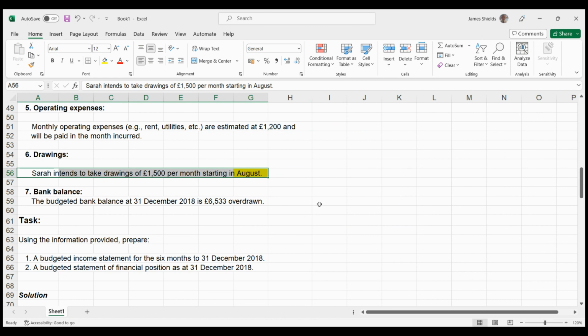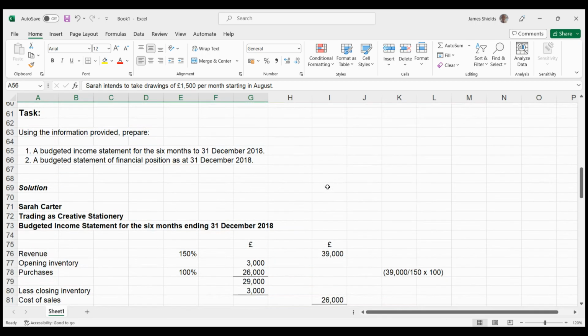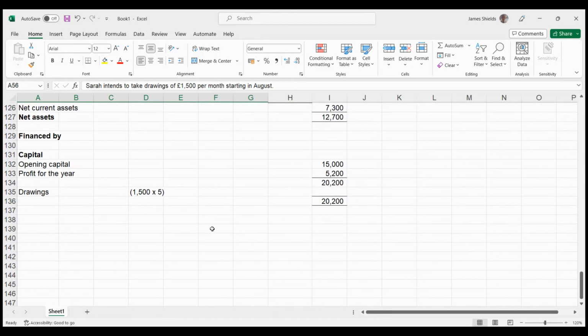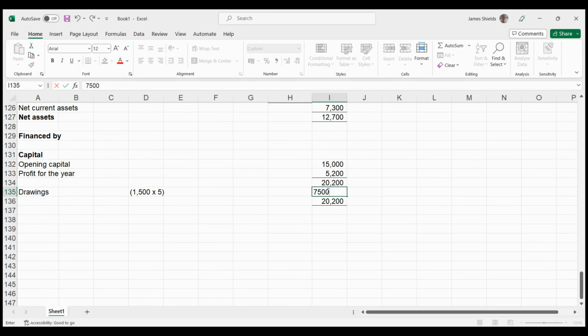So do not get confused and put 6 months. It's just going to be the 5 months she's taken out drawings. I did it specifically for this question to make sure you understand it. In other questions, it may well be the full 6 months, but here we've just got 5 months at £1,500. So we go down to drawings on my statement of financial position. I've got £1,500 times 5 for 5 months, and that will come to £7,500.